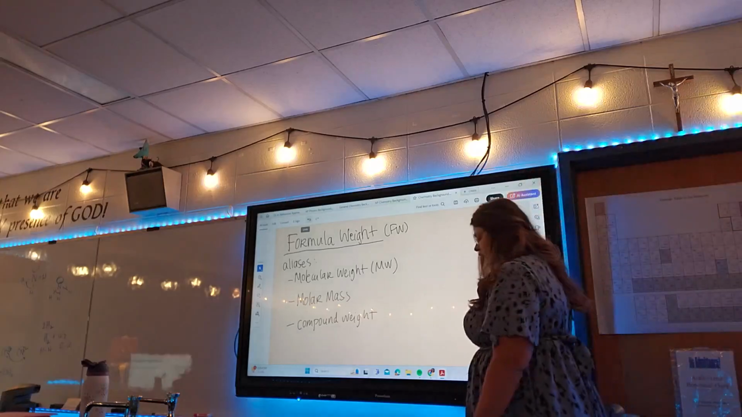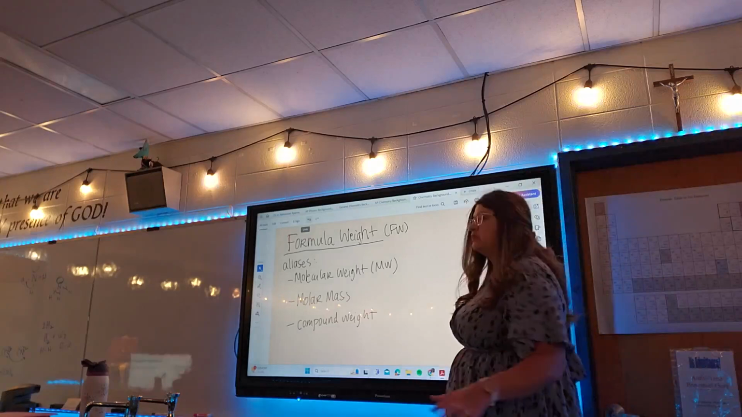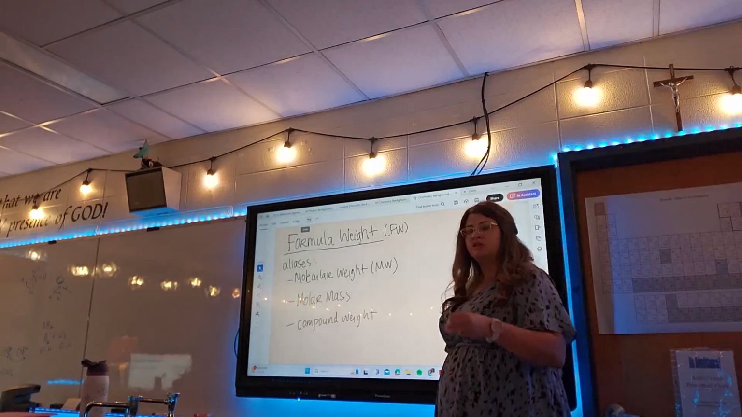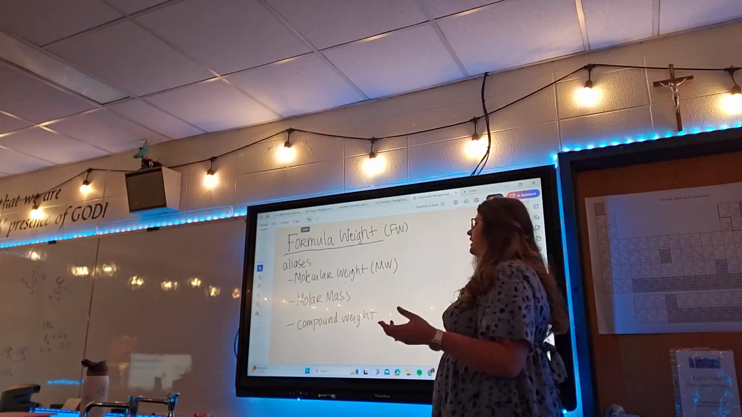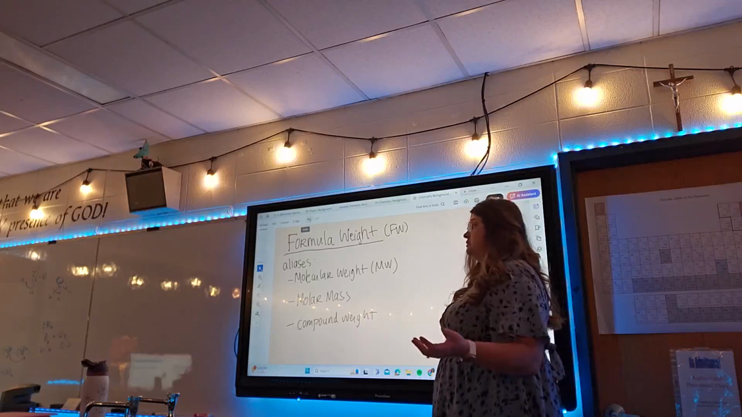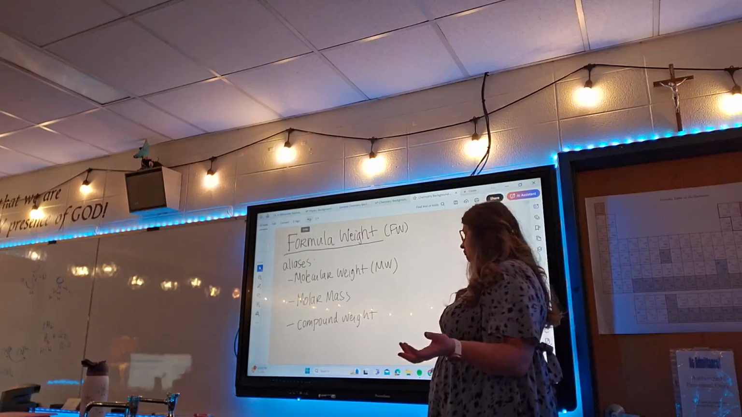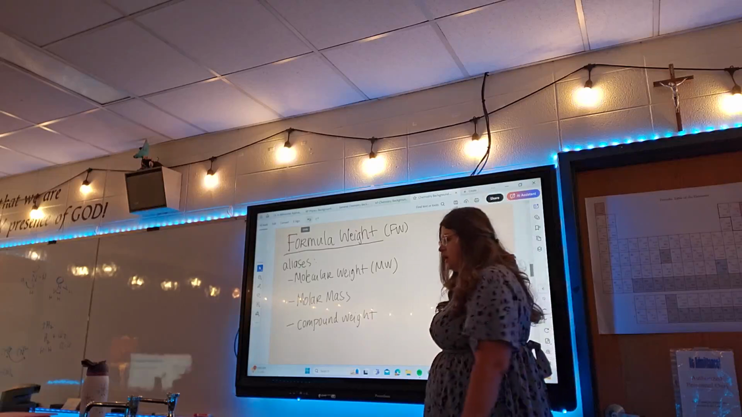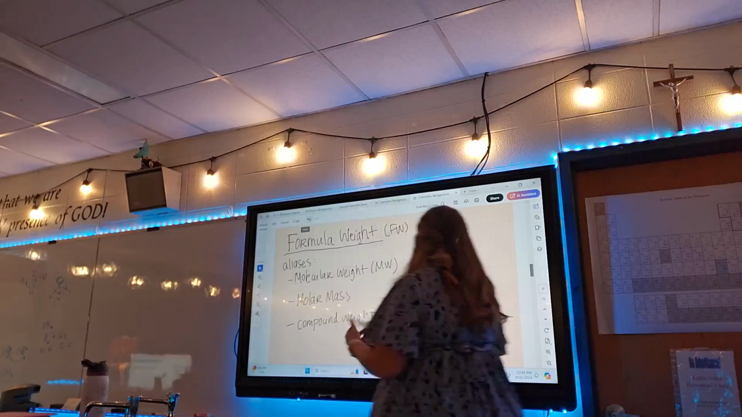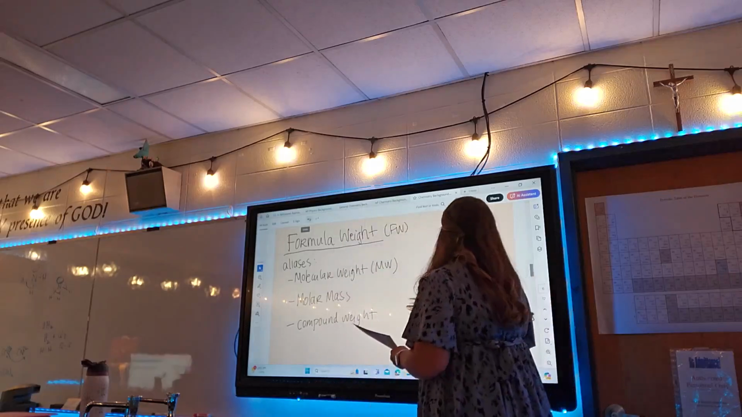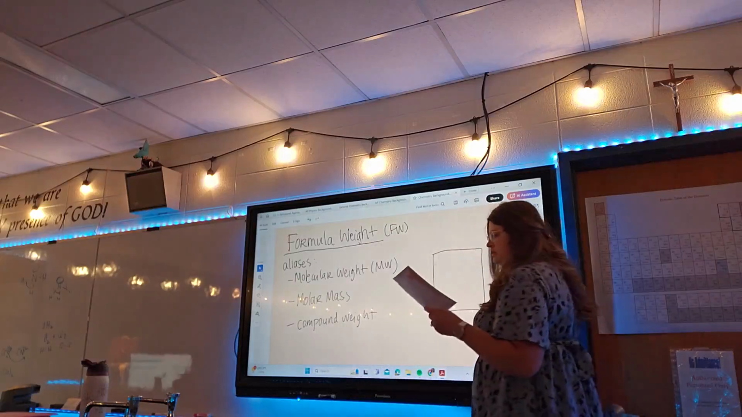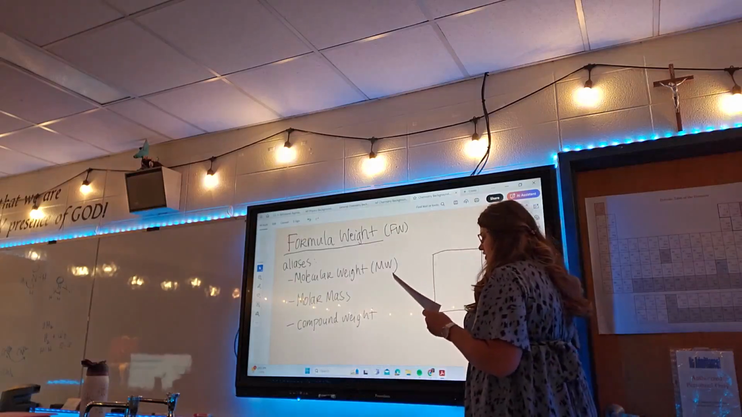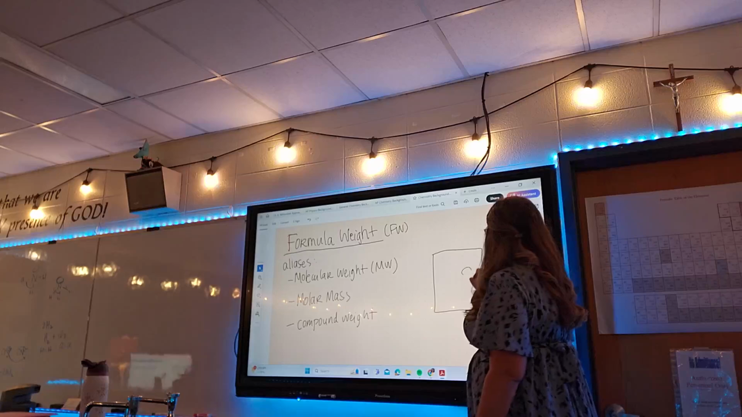Okay, so formula weight is actually incredibly easy. It's just so important that I want to spend a whole day just talking about it. In fact, I don't think this will take more than 5 minutes for me to teach you how to do, because it's pretty simple. Okay, so what I want you to do is look at your periodic table, and I am going to pull one element off of here. Let's take a look at our friend sulfur.